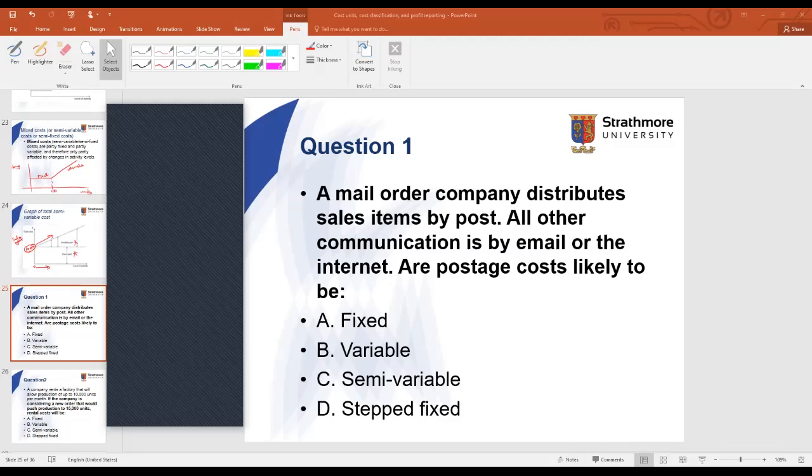First, here the postage cost is our dependent variable, and the sales item is our independent variable. So as we sell more, maybe the cost will be increasing or remain fixed. So I'm trying to understand how therefore it is going to be semi-variable, Joshua. Pardon? How is the postage cost going to be semi-variable? I'm trying to understand how you came about it.